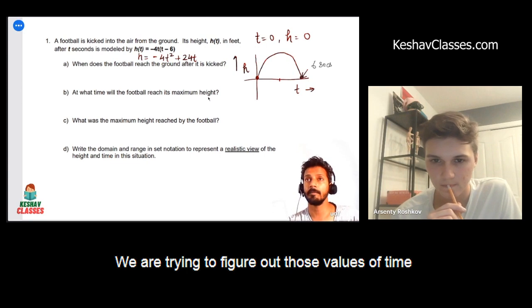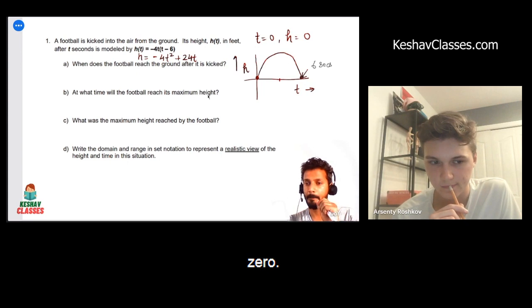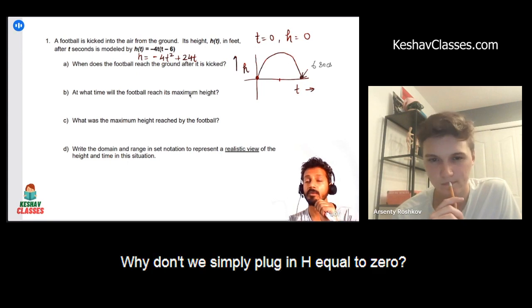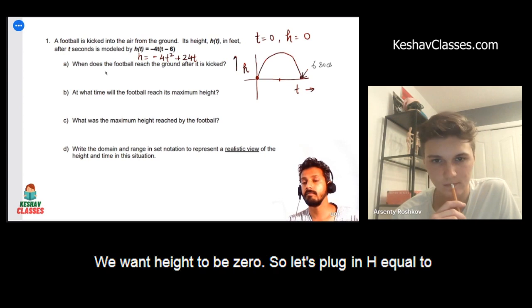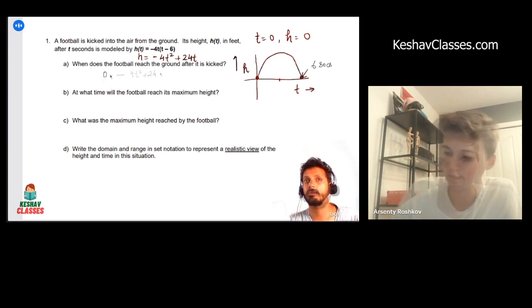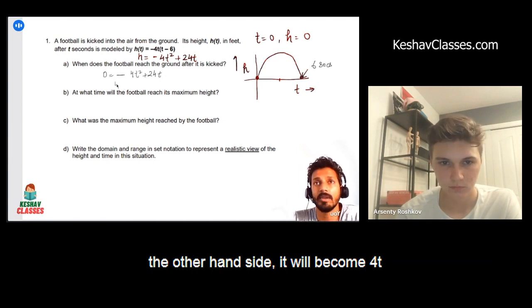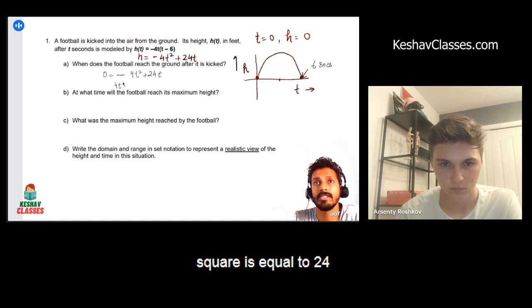We are trying to figure out those values of time when the height of the ball would be equal to 0. Why don't we simply plug in h equal to 0? We want height to be 0, so let's plug in h equal to 0. Now let's try to solve this equation. If I take this negative 4t squared to the other side, it will become 4t squared is equal to 24t.